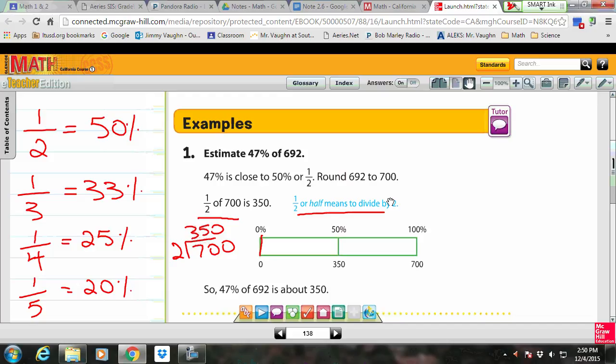And here's a little visual for you. The whole thing is 700. Half of 100% is 50%. So half of 700 would be 350. So that's how you do those estimates.